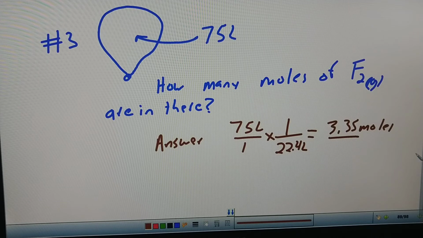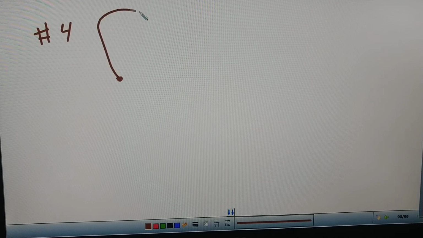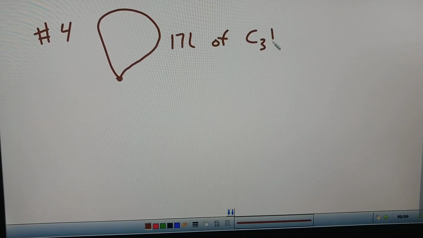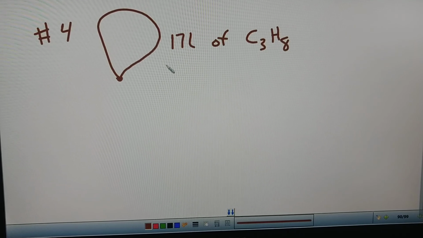All right. Let's make it harder. Number 4. Same problem. Just going to make it a little more difficult. You have a balloon with 17 liters of propane gas in it. Okay? That is a balloon that could explode. Haha, yes. All right, so 17 liters of propane gas.